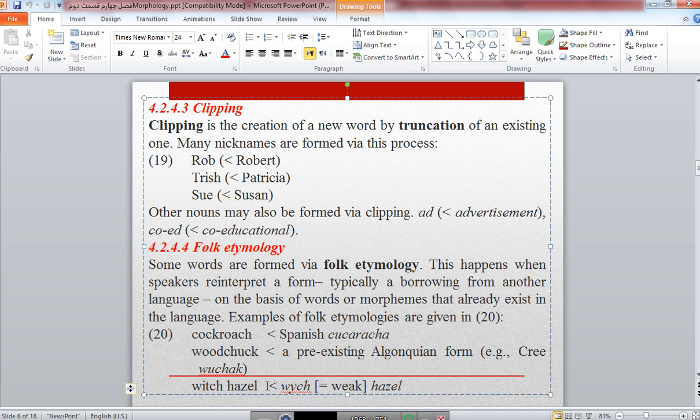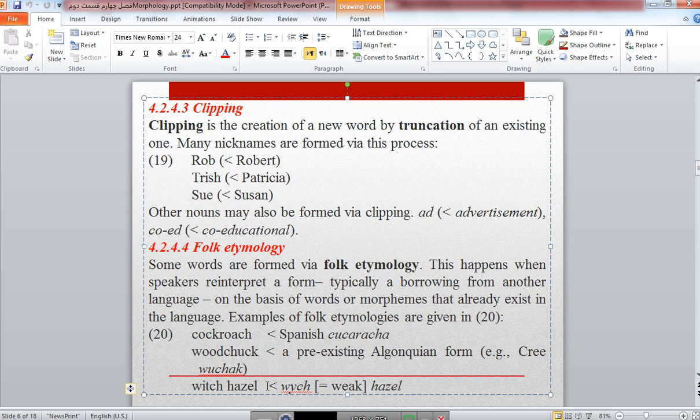So folk etymology is when the speaker reinterprets a form, typically a borrowing from another language, on the basis of words or morphemes that already exist in the language, because we want to pronounce it correctly according to our phonological criteria and rules. So folk etymology is a historical process of reanalysis.